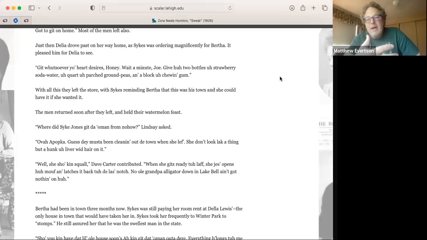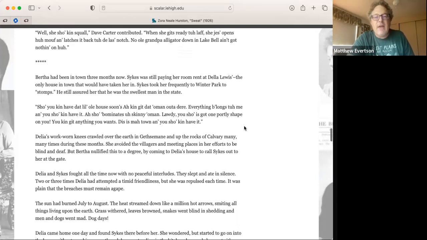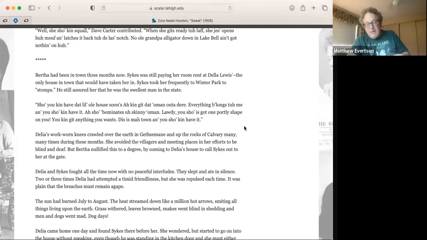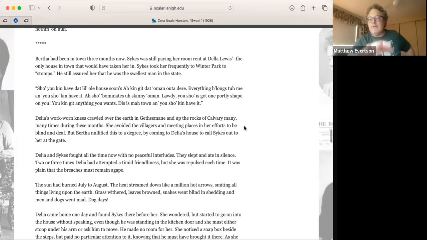And if that's not bad enough, Sykes is using all the money that he gets from Delia to buy all these things for Bertha and to say, I own this town, basically. And of course, the townspeople at the store do nothing. So Bertha had been in town for 3 months now. Delia is suffering under all this. And we have a couple of references here when we get in.